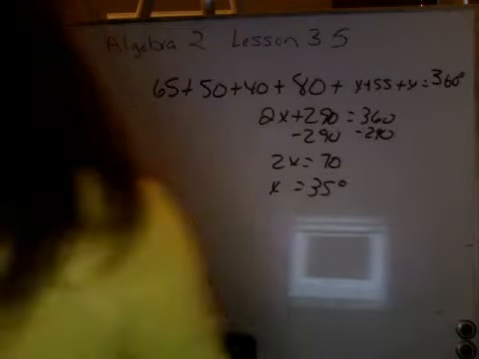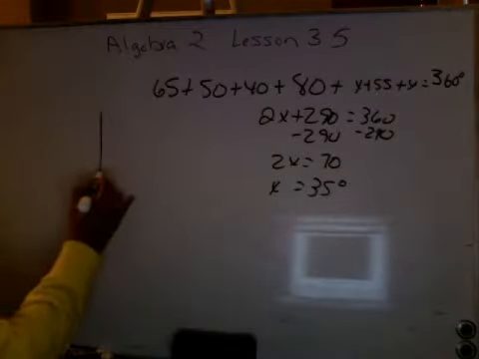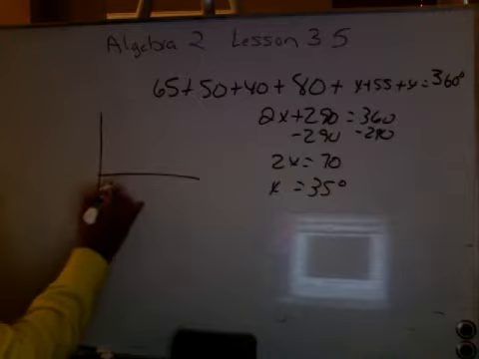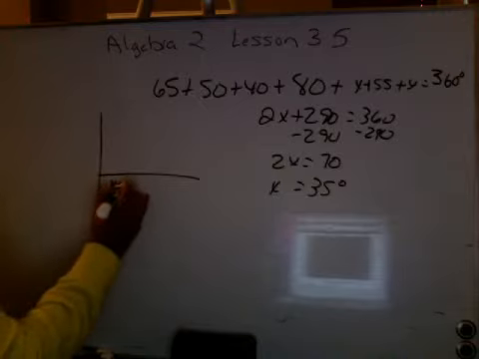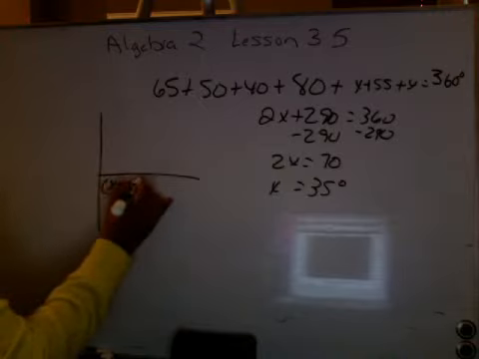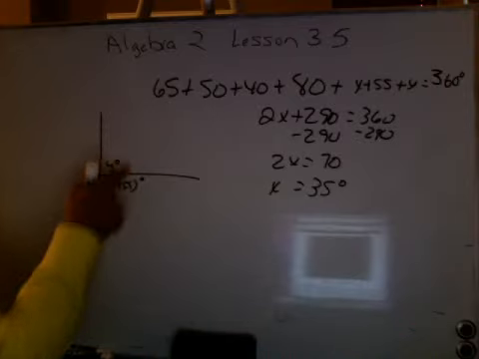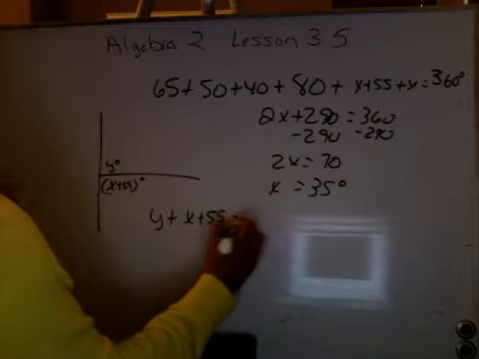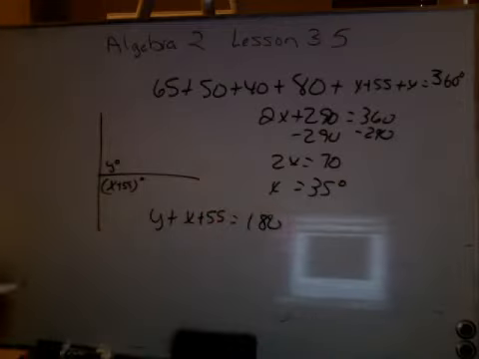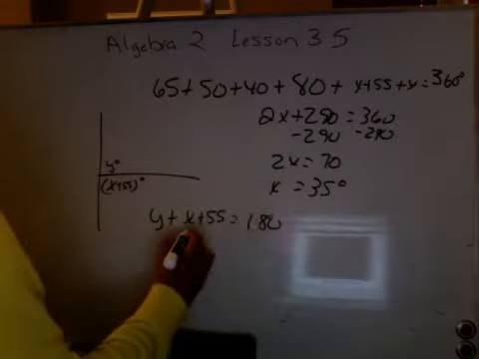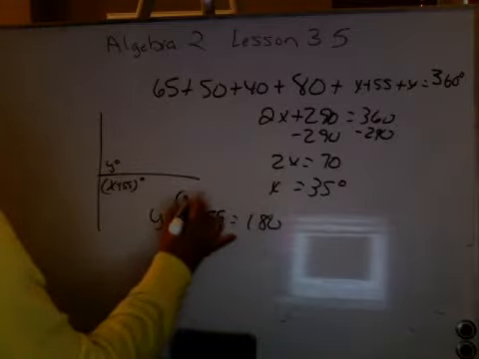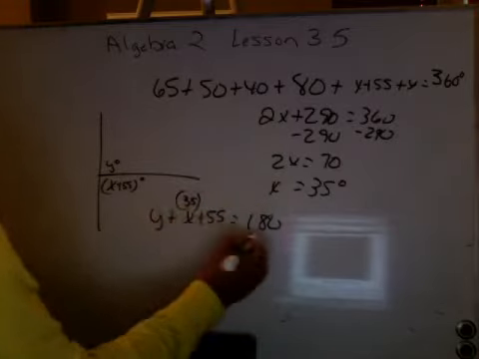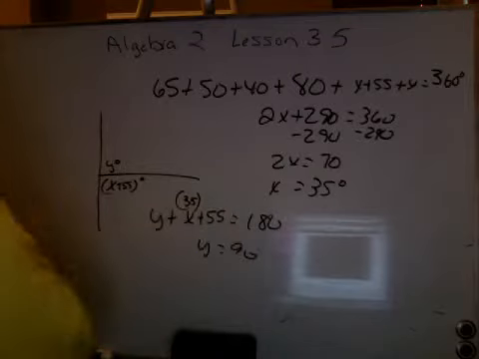Now I want you to find y. If you notice this angle, you have x plus 55 degrees, and this is y degrees. Well, y plus x plus 55 has to equal 180 because they're supplementary angles. They make a straight line. We know what x is, so it's 35. We plug in 35 here, so it's 90. So y is 90 degrees.